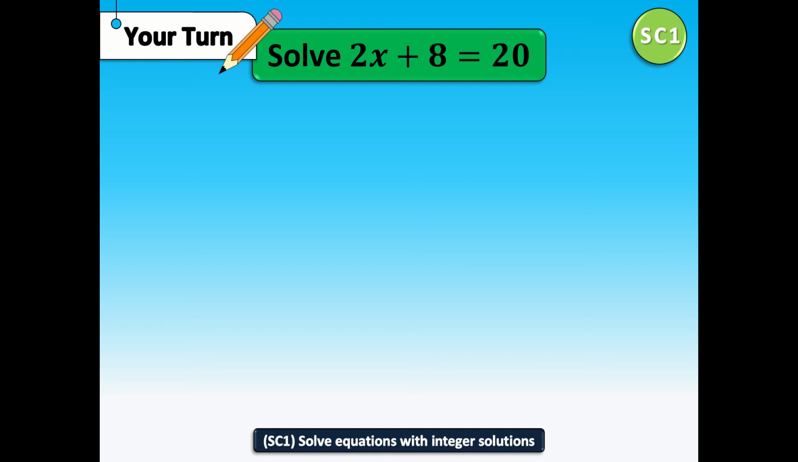Here's a question for you to have a go at. Try to use the function machine to solve this equation. Pause the video, and when you're ready to see what you should have done, press play.